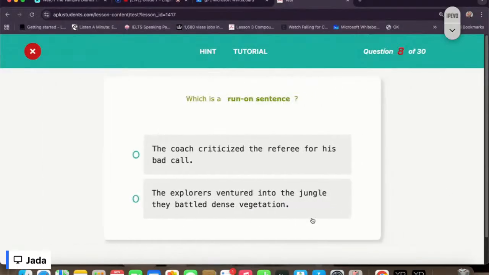All right, that's it for our lesson on sentence fragments and run on. Can you tell me if you have any questions?